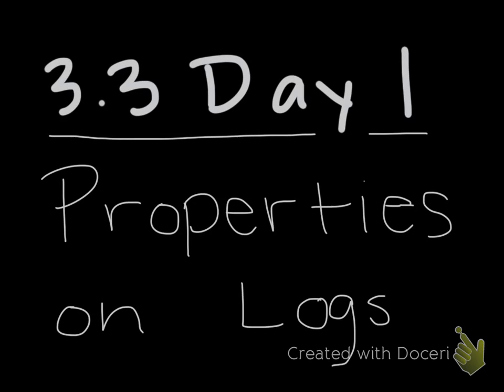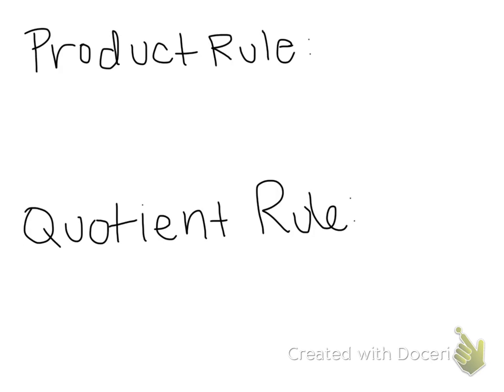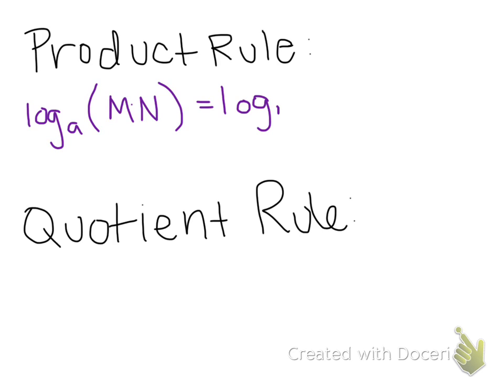Today I'm doing section 3.3 day 1, and we're going to be talking about different properties with logs. So the first property is the product rule. The product rule says if I have log base A, let's use M and N, so M and N are being multiplied by each other, I can separate this, or what we call expand, as log base A of M plus log base A of N. So I can give them each their own log.